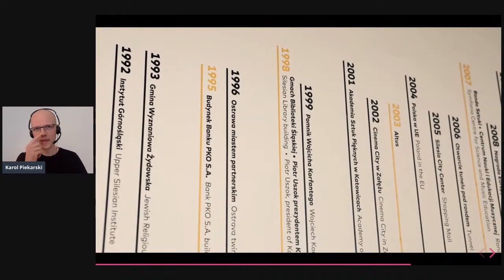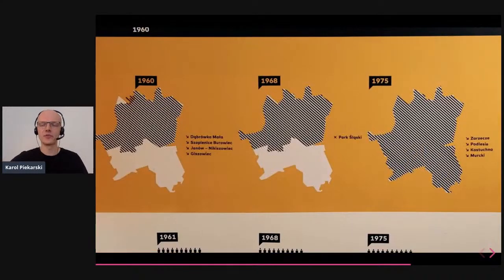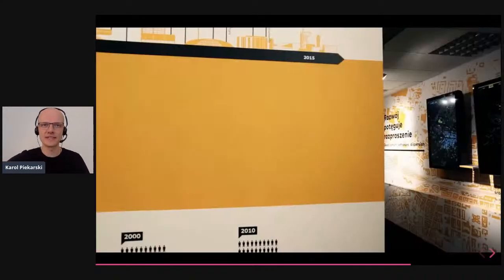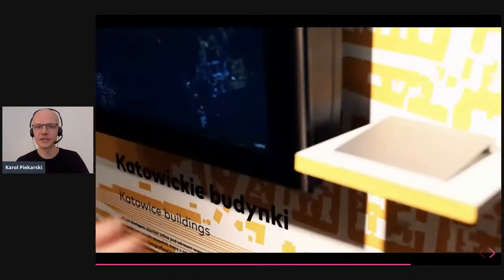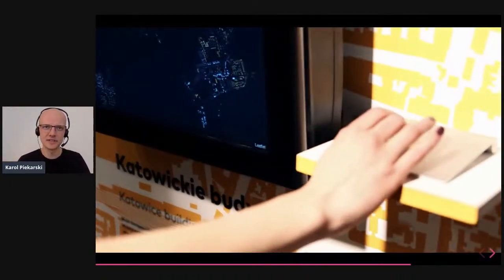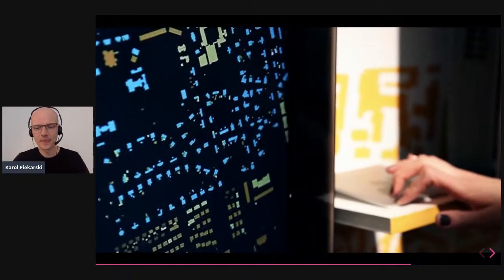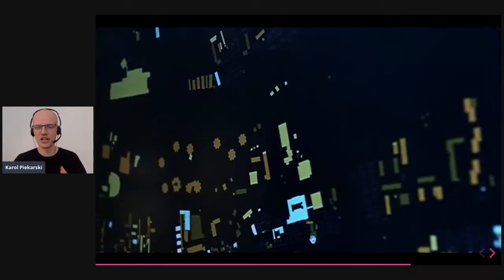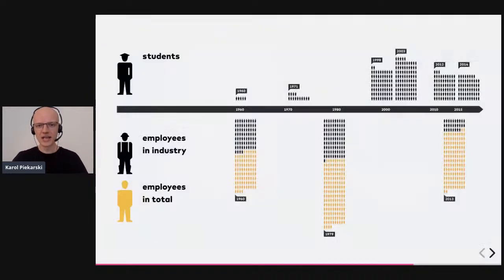So our major design challenge was to create an exhibition so that someone coming for, let's say, the Economic Congress to Katowice is able to get in and learn the basics of the history of our city's development in just 15 minutes. Okay, so this was our design challenge, and we were, of course, inspired by the Isotype language.